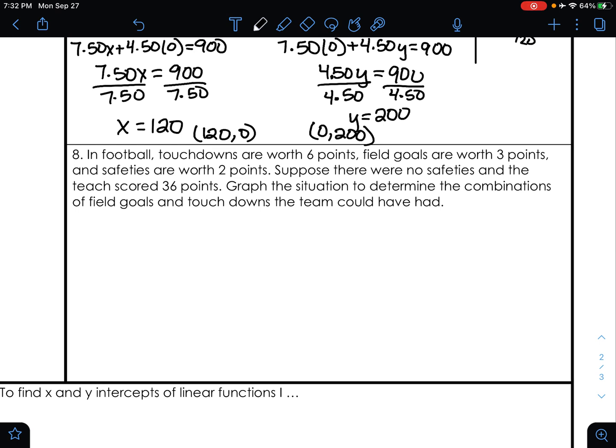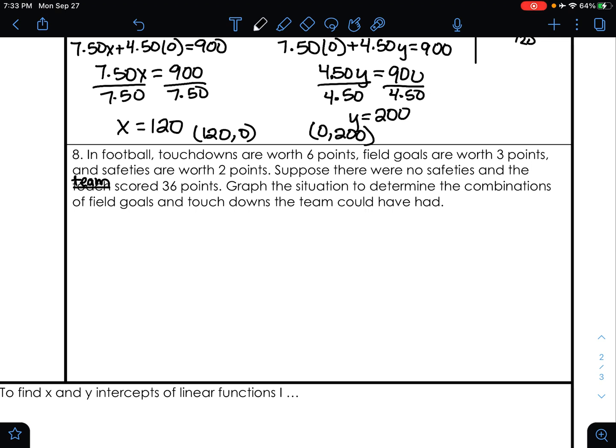So in football, touchdowns are worth 6 points, field goals are worth 3 points, and safeties are worth 2 points. Suppose there were no safeties and the team scored 36 points. Man, a lot of typos. Graph the situation to determine the combinations of field goals and touchdowns that the team could have had.